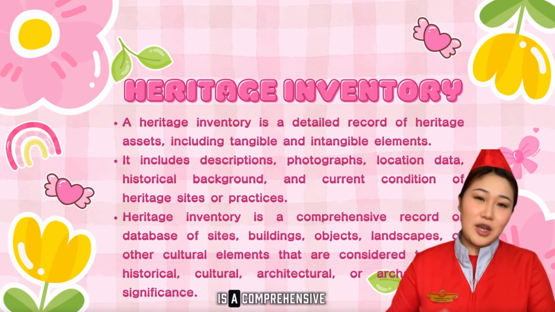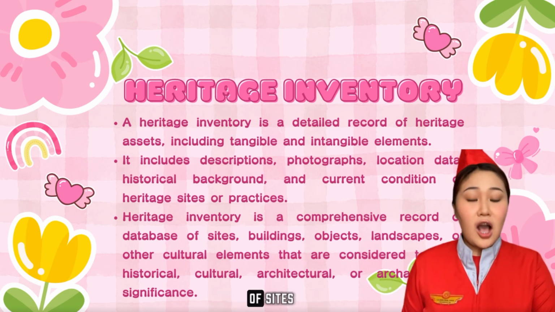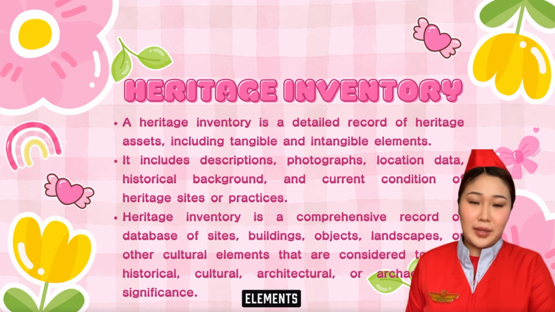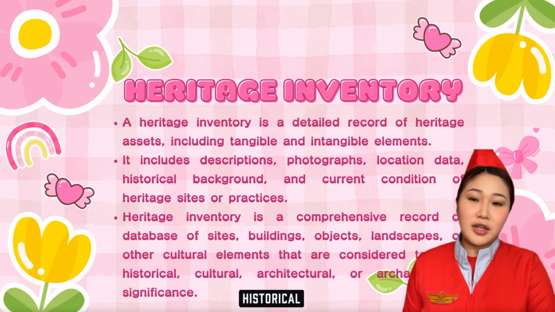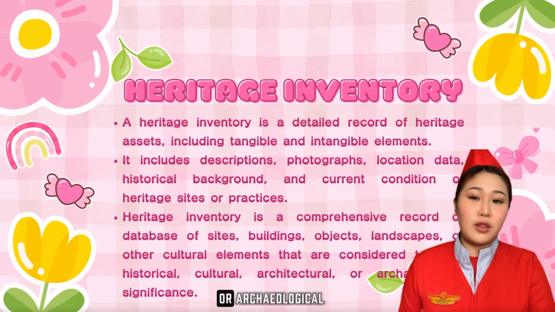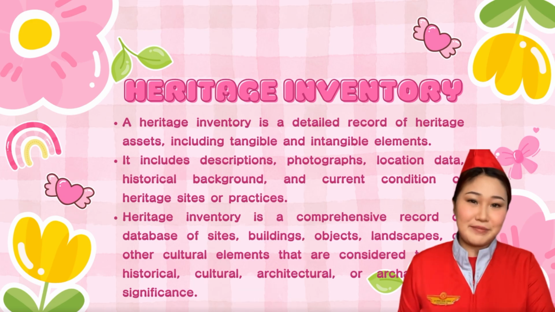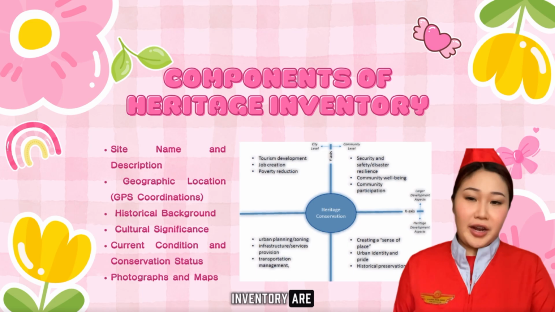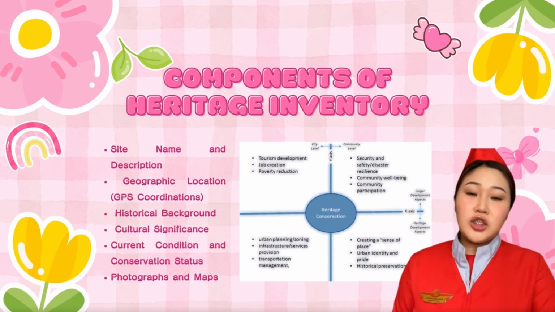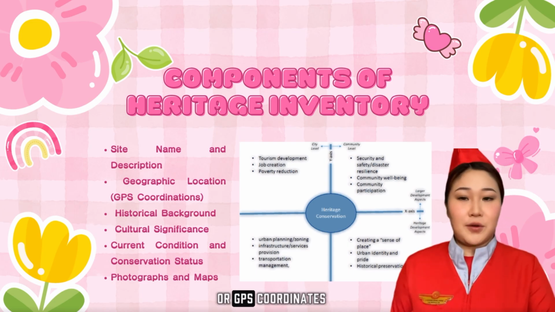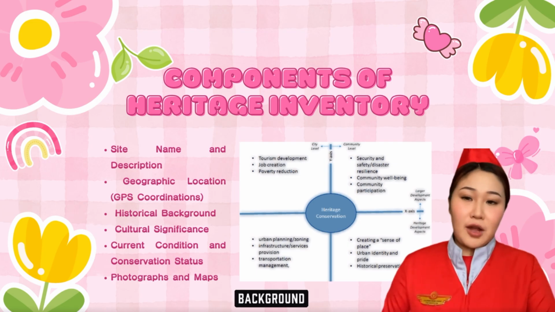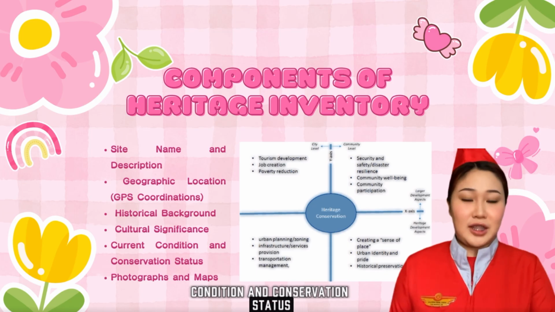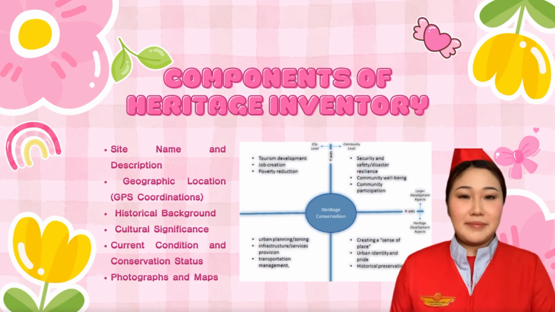Heritage inventory is a comprehensive record or database of sites, buildings, objects, landscapes, or other cultural elements that are considered to have historical, cultural, architectural, or archaeological significance. The components of heritage inventory are site name and description, geographic location or GPS coordinates, historical background, cultural significance, current condition and conservation status, photographs, and maps.